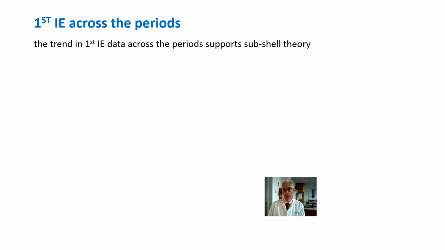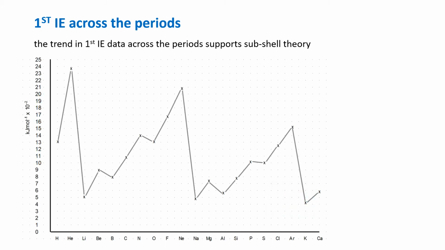We can find evidence for subshells by plotting first ionization energy data against atomic number. So I've done this here, and I bring to your attention that at the three peaks we find noble gases. So noble gases within each period are the element that is hardest to ionize. That is, they have stable electron configurations.